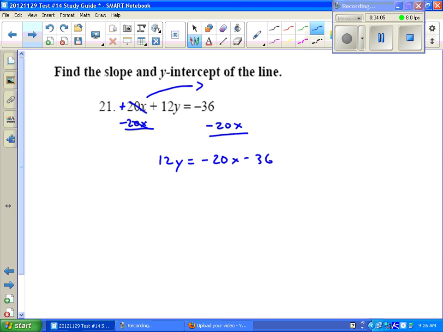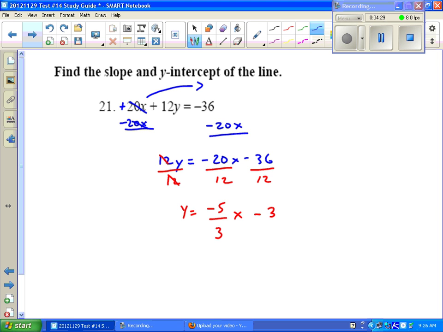And then get rid of 12 times y by dividing by 12. Divide this term and this term by 12 as well. These cancel out and leave you with just y. Negative 20 divided by 12, the number 4 goes into both. It goes into negative 20 negative 5 times, and it goes into 12 3 times, so negative 5 over 3x. And then negative 36 divided by 12 would be a negative 3.